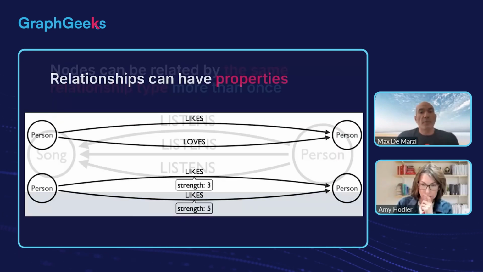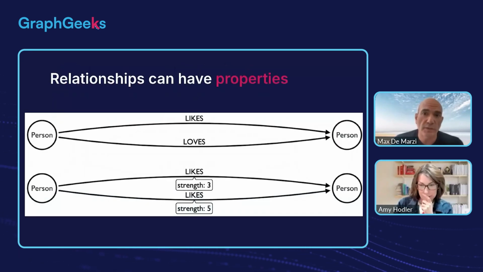Now, relationships can also have properties, unless you're using the old antiquated triple stores. But most databases are moving toward giving you properties on relationships. They can be weights, they can be dates, they can be booleans. So see if they're active or not active.